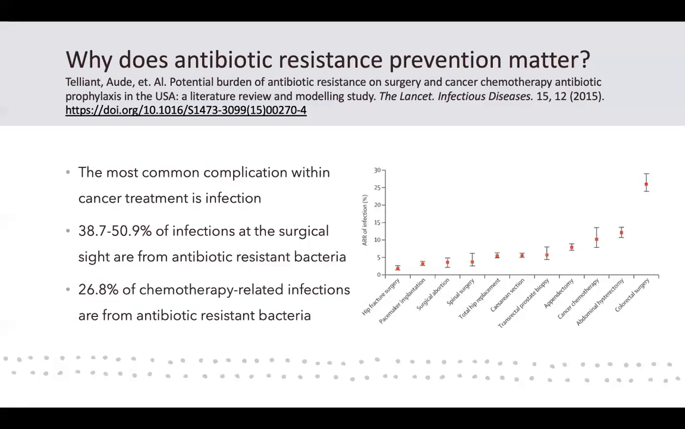But you can see how big of a problem this would become, because post-surgery and cancer patients are already at risk. When they develop infections that are resistant to the antibiotics you're prescribing them, this is an issue, because their bodies can't fight it off, and we can't find medications that fight it off. So you can see how this would cause severe complications within this field.